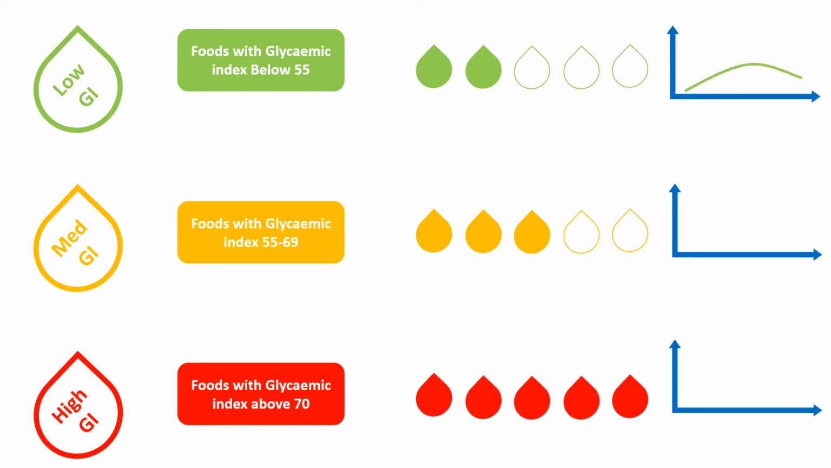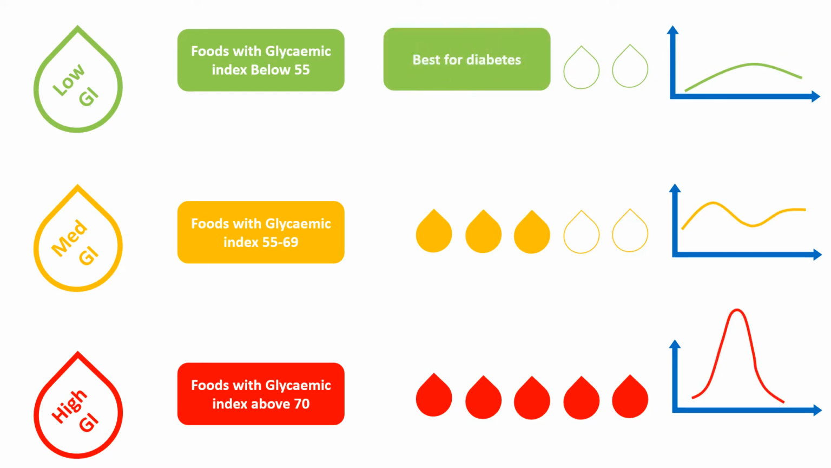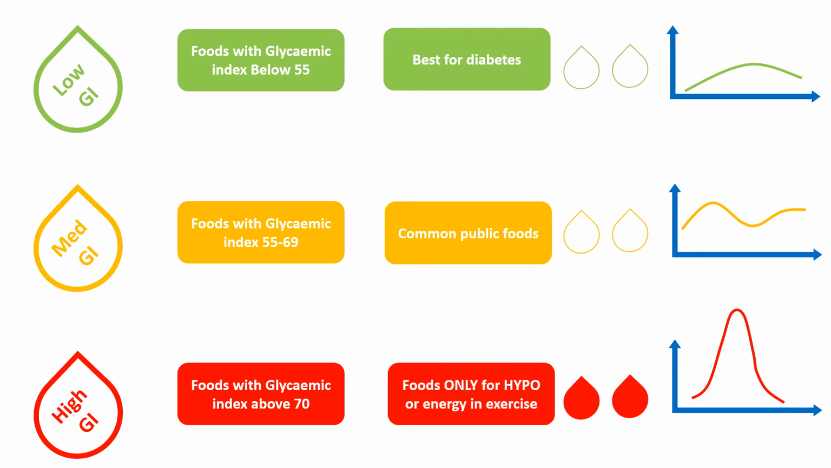If you look at the graphs on the right side, you can see the impact of these different glycemic index meals on the sugar. For diabetes, the best carbs would be the ones with low glycemic index. Our common foods usually contain moderate glycemic index. The high glycemic index carbs are only used for people with diabetes when they have hypoglycemia or they need energy for exercise.